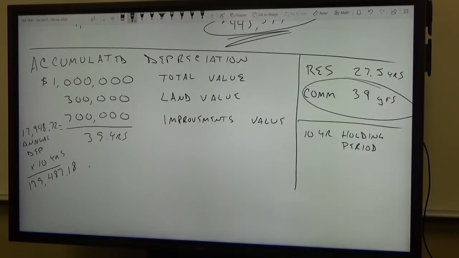This number represents your accumulated depreciation, okay? But we're not done yet. That number is what represents our accumulated depreciation. In other words, that is the amount that we have written off as a depreciation expense for each of the 10 years. Does that make sense? Everybody comfortable with that?